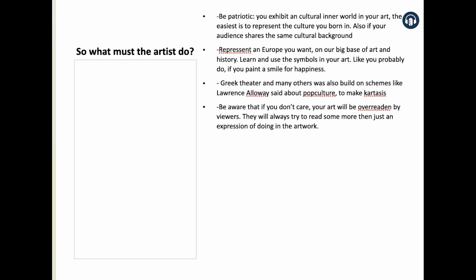Learn and use the symbols in your art, like you probably do if you paint a smile for happiness. Queer theater and many others were also built on schemes, like Lawrence Alloway said about pop culture, to make catharsis. So be aware that if you don't care, your art will be overridden by viewers that will always try to read something more than just an expression of doing in the artwork.